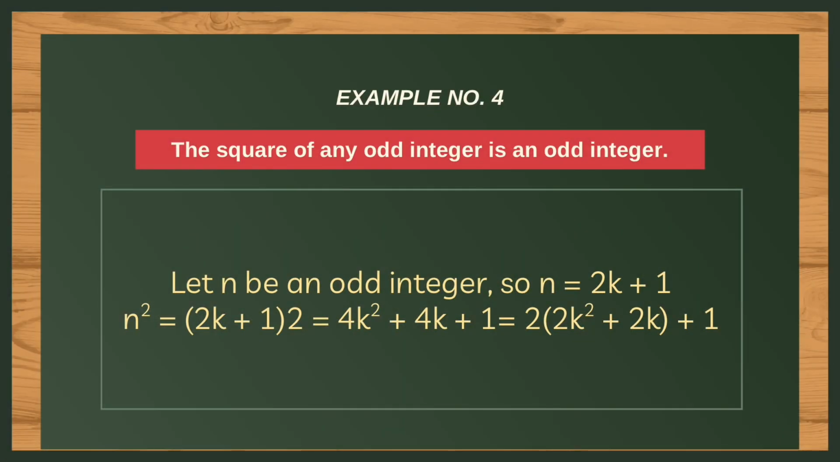Example number 4. The square of any odd integer is an odd integer. Let n be an odd integer, so n equals 2k plus 1. n squared equals the sum of 2k plus 1 multiplied to itself equals 4k squared plus 4k plus 1 equals 2 open parenthesis 2k squared plus 2k close parenthesis plus 1.